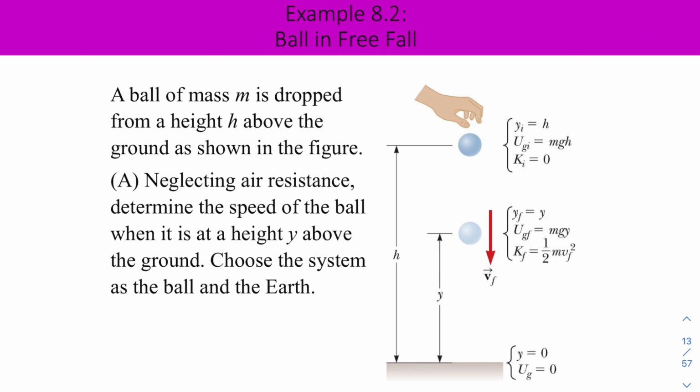Example 8.2, ball in free fall. A ball of mass m is dropped from a height h above the ground as shown in the figure. A. Neglecting air resistance, determine the speed of the ball when it is at a height y above the ground. Choose the system as the ball and the earth. Right. So initially, the ball has height h, y initial, and it has gravitational potential energy initial equivalent to mgh. And the kinetic energy is equivalent to 0. Why? It starts from rest.